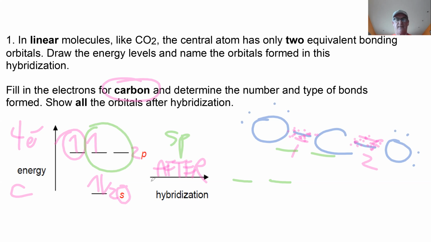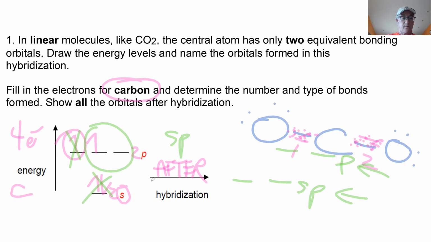And I've got my s orbital now gone. So this one's gone, and this p orbital's gone. And I've replaced them with sp orbitals. So those are going to be a little bit higher energy than s, but not as much as p. So this will be an intermediate energy between s and p. And these 2 p orbitals will be the same as they always were.